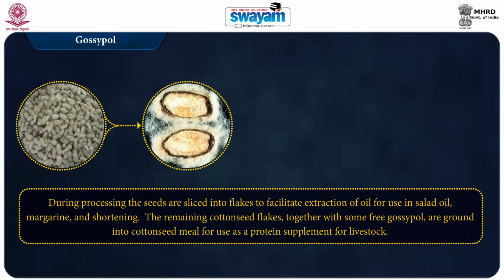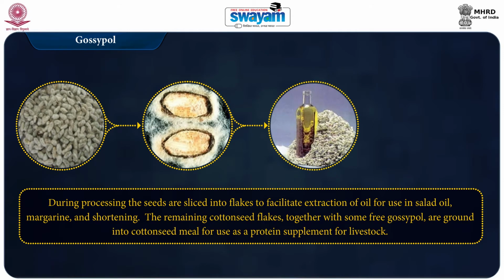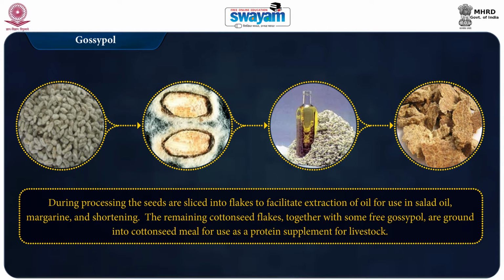During processing, the seeds are sliced into flakes to facilitate extraction of oil for use in salad oil, margarine and shortening. The remaining cottonseed flakes, together with some free gossypol, are ground into cottonseed meal for use as a protein supplement for livestock.